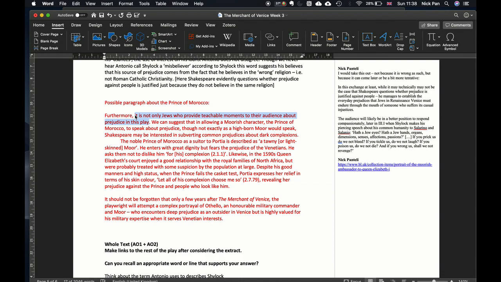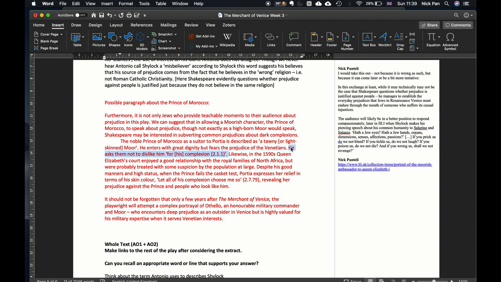We can suggest that in allowing a Moorish character, the Prince of Morocco, to speak about prejudice, though not exactly as a highborn Moor would speak, because they'd probably be speaking in Arabic or some kind of Berber language, maybe, I'm not entirely sure about that, forgive me, Shakespeare might be interested in subverting common prejudices about dark complexions. So he's described as tawny or a light-skinned Moor. He enters with great dignity, but fears the prejudice of the Venetians. And so the first thing he says is that he asks them not to dislike him for his complexion.